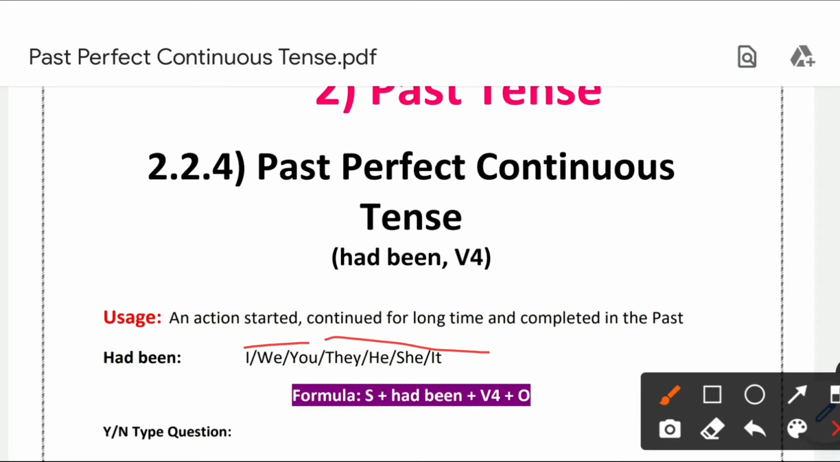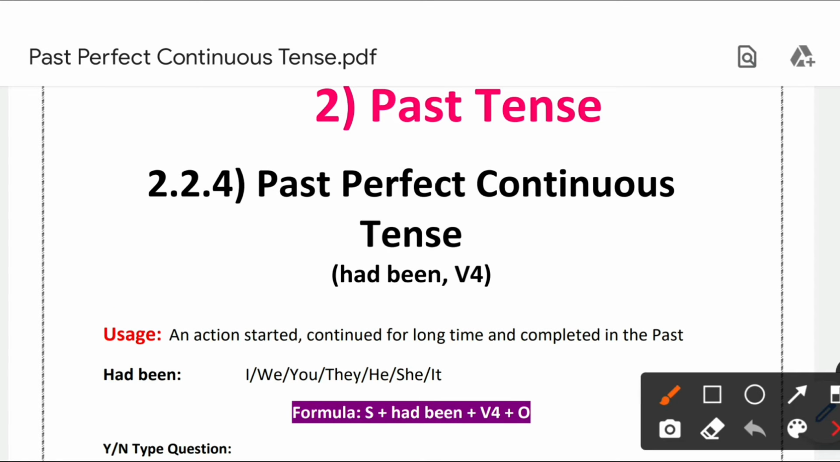But what is the difference between simple past tense and past perfect continuous tense? In simple past tense, the action completes in the past. Just completes, nothing else. Then in past continuous tense, the action continues. And in past perfect tense, that action happened a long time ago. Now let's learn when to use past perfect continuous tense.